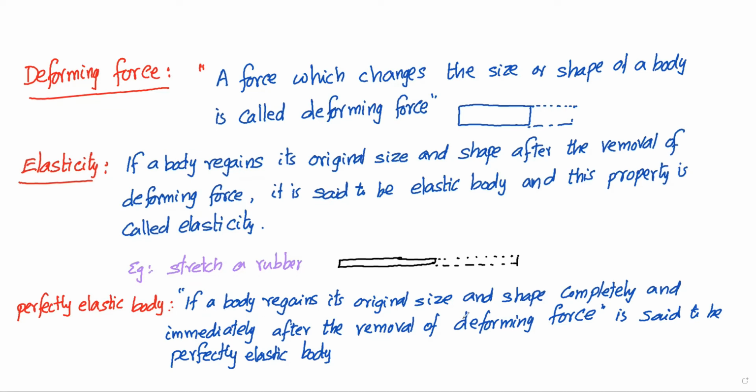Perfectly elastic body. If a body regains its original size and shape completely and immediately after removal of the deforming force, it is said to be a perfectly elastic body. After applying the deforming force, obviously the rubber band will be expanded. If you remove the deforming force, immediately it will return to the actual position. Let's say it is at point A. After the deforming force, it reaches point B. When you remove the deforming force, immediately it will go from point B back to point A, which is the actual position and shape. That is a perfectly elastic body.